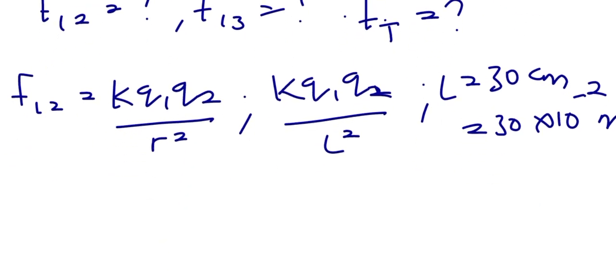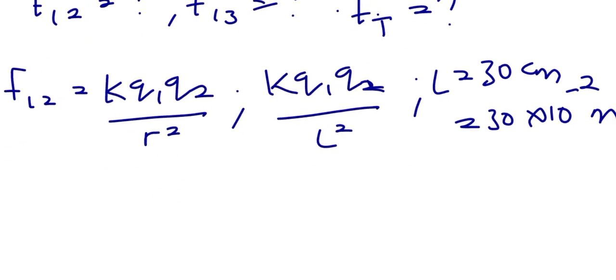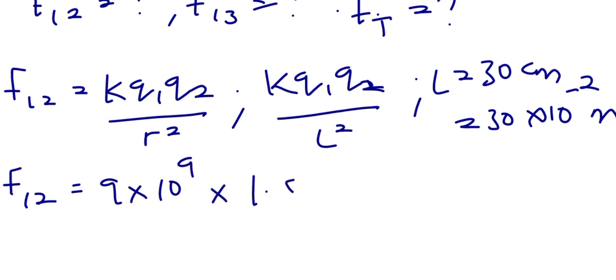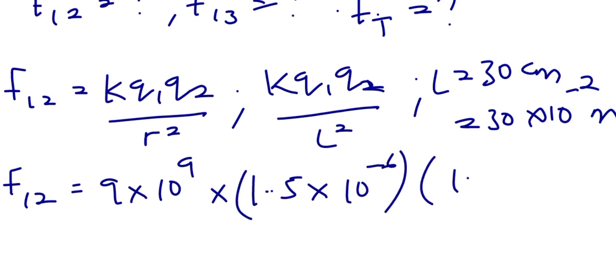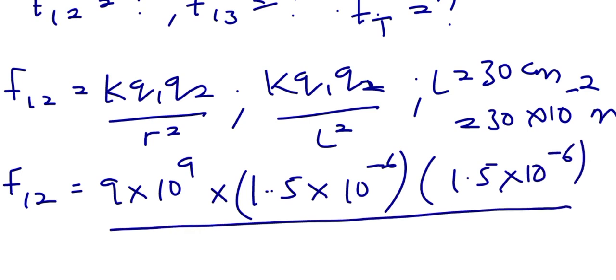Then the next thing we need to do is to substitute. So F12 equals, we know K is a constant and it has a value of 9 times 10 to the power of 9, times Q1, which has a value of 1.5 times 10 to the power of negative 6. Likewise, since they are both the same, 1.5 times 10 to the power of negative 6, all divided by L squared, which is the same as 30 times 10 to the power of negative 2, all squared.